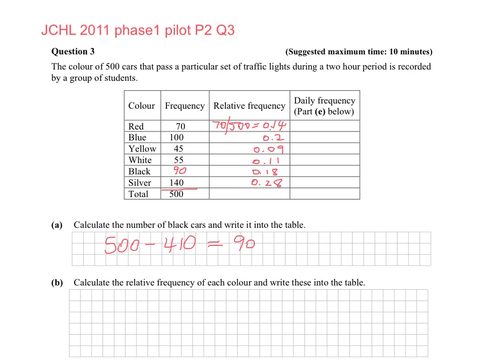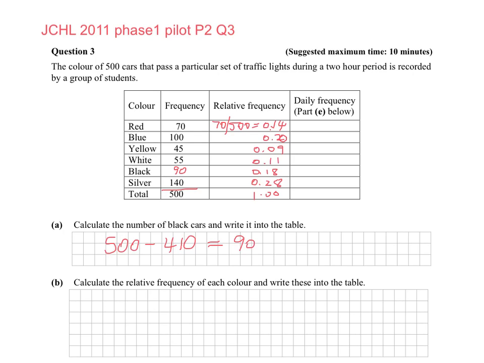Now, it's worth actually double checking that you've got it right by adding up these numbers and making sure they add up to make 1. And sure enough, if I were to add up 0.14, 0.2, 0.09, 0.11, 0.18, and 0.28, I would get indeed 1.00.